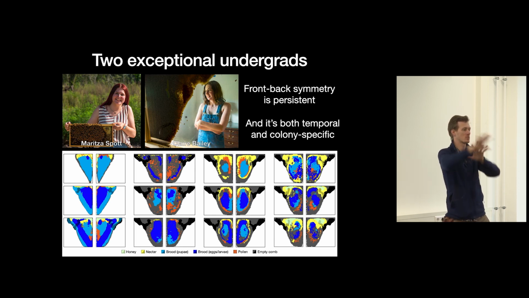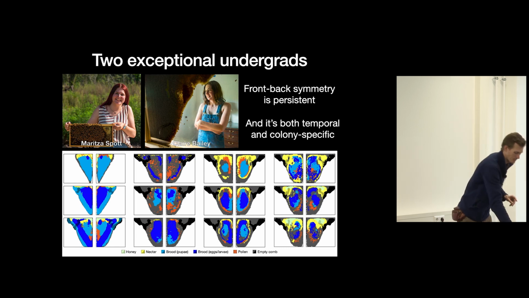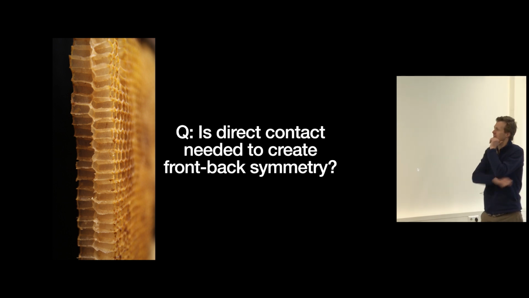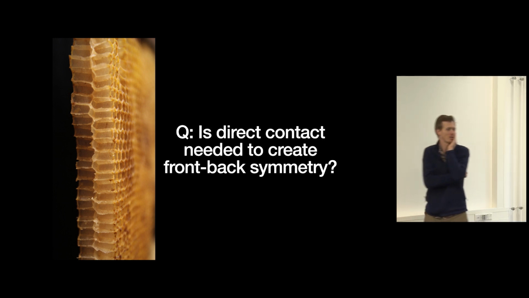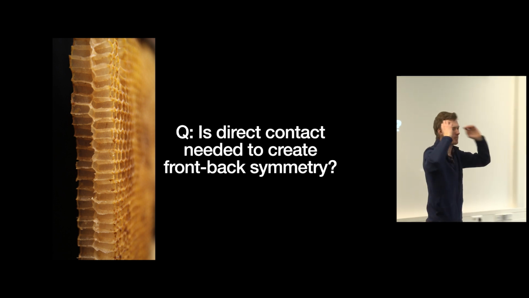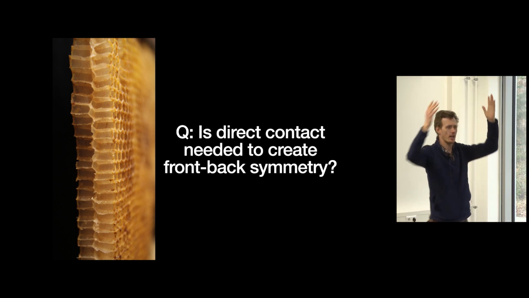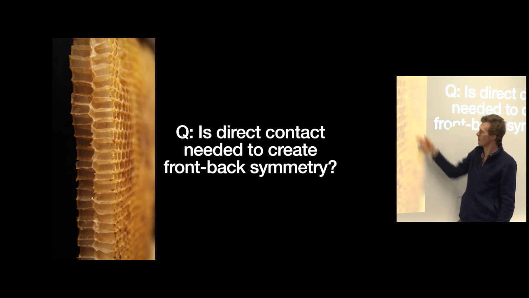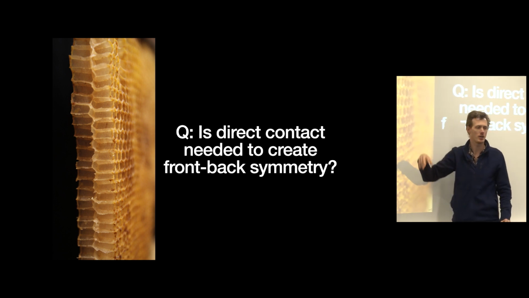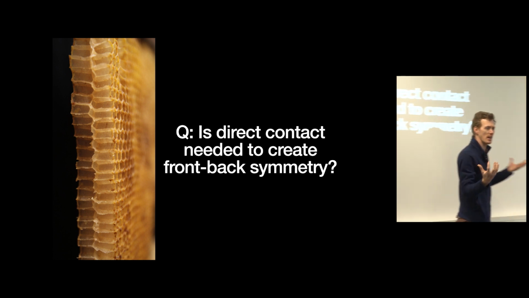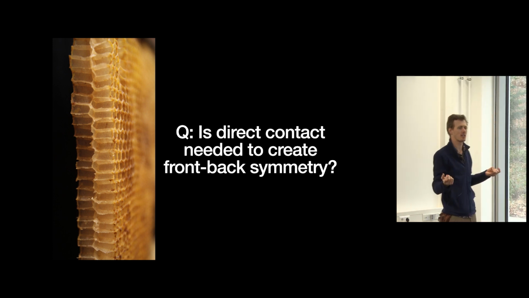And if you flip or swap one map from within the same colony or a different colony, they're no longer symmetrical. So this led to an obvious question for us: do you need direct contact to create this front-back symmetry? This comb is double-sided. You can imagine a scenario where, okay, I'm a bee, I collect pollen, and I come back and I put some pollen right here. And then when I come back the second time, I'm going to put it over here. Or I'm a nectar worker, and I'm going to work some nectar here, then I'm going to work it over here. So I want to know, do you need to have direct contact with both sides to create that symmetry?